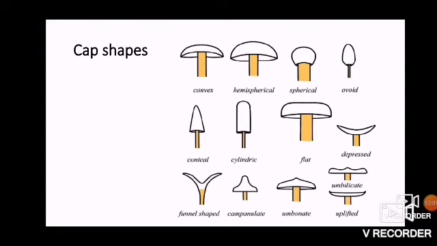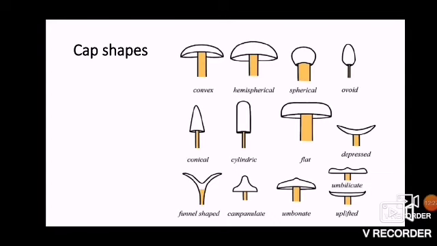Ovoid mushrooms, we're going to see a couple of those. Conical mushrooms are mushrooms that look like an upside down ice cream cone. Cylindric mushrooms, we will see one or two of those. Flat mushrooms, we're going to see a lot of mushrooms that become flat. Not usually at the beginning, but later on in life. They'll start out convex and they'll flatten as they age.